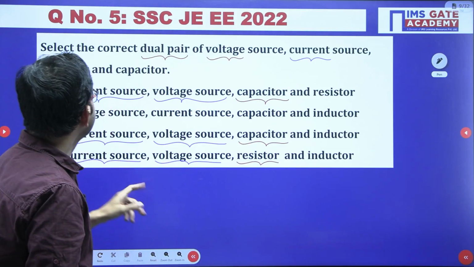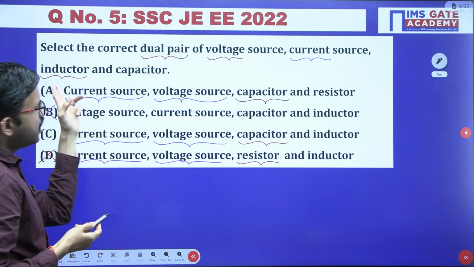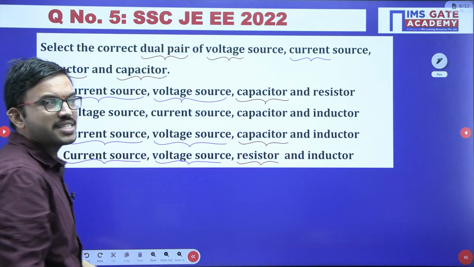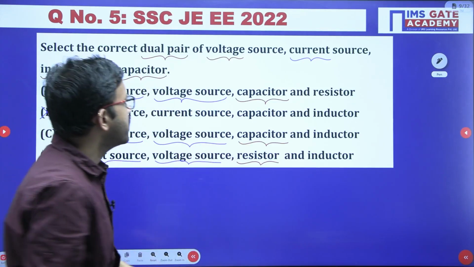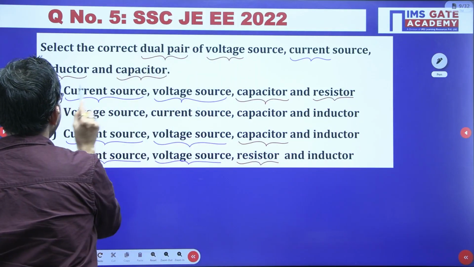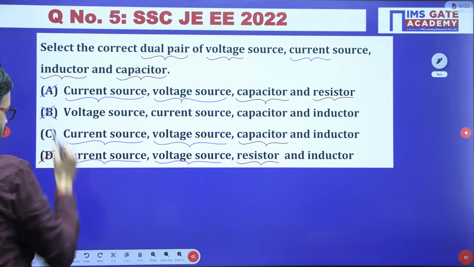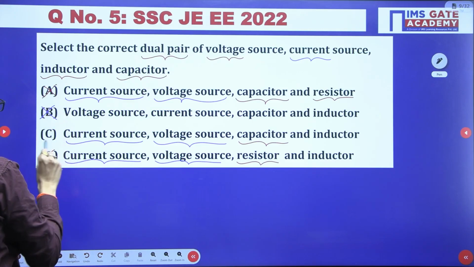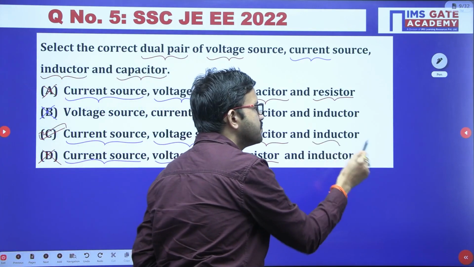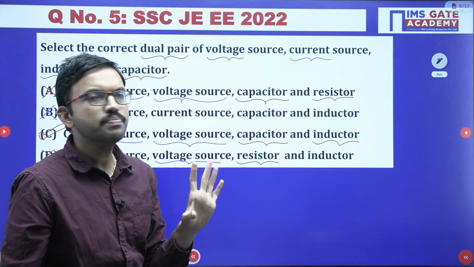Okay, next. See, the moment dual of inductor is capacitor, obviously the dual of capacitor is inductor, vice versa, right? But here you are having resistor, so option A we can eliminate. So only option C is left over, that will be correct. See, it is very simple.